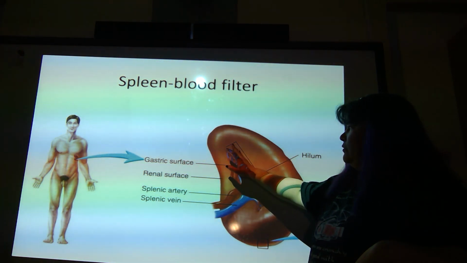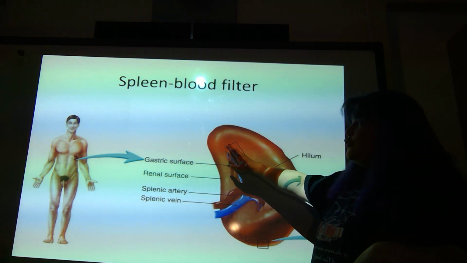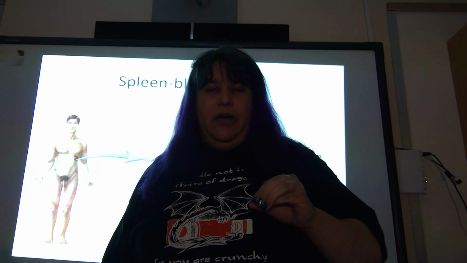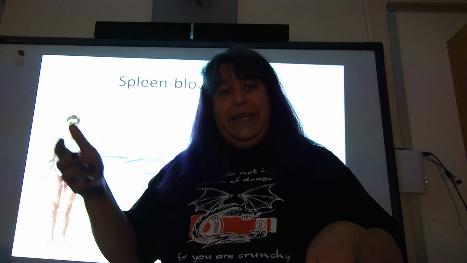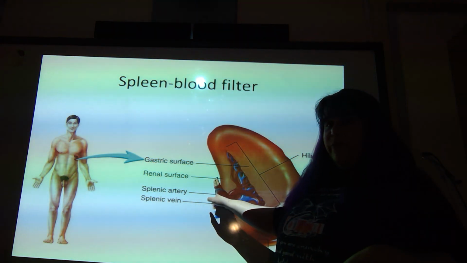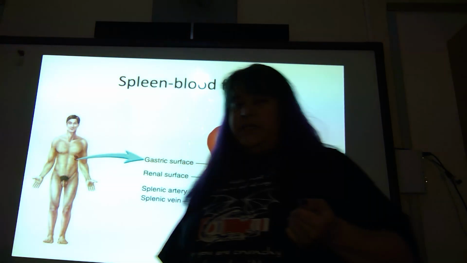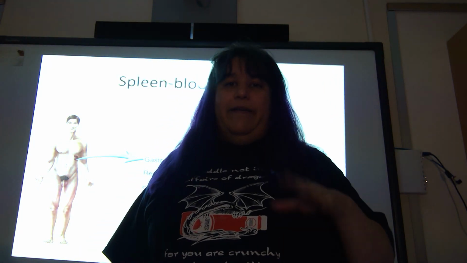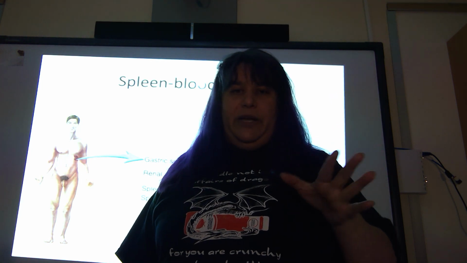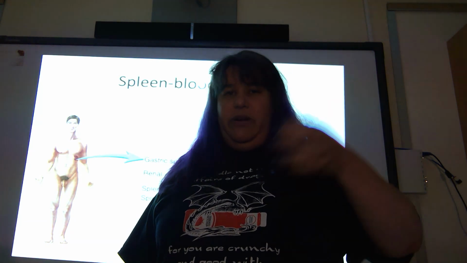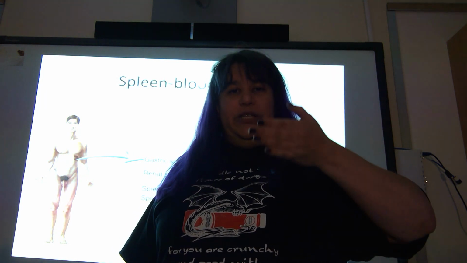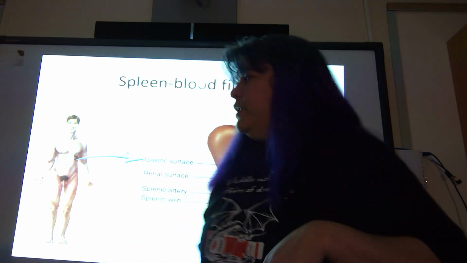So here, this is the gastric surface. In A&P, if you see the word gastric, it means stomach. So the curve of the stomach is actually touching the spleen there. Back here, along the back rim, it says renal surface. Renal is the kidney. If you hear renal, it means kidney. You'll hear it when we get to the urinary system like crazy. Renal artery, renal vein, renal blah, blah, blah. But that surface is actually up against the kidney, which is why we call it the renal surface.